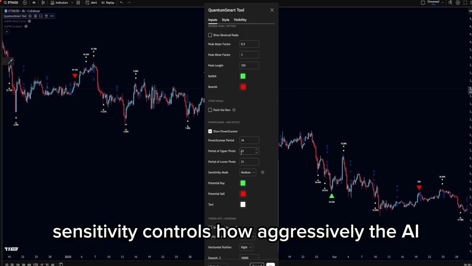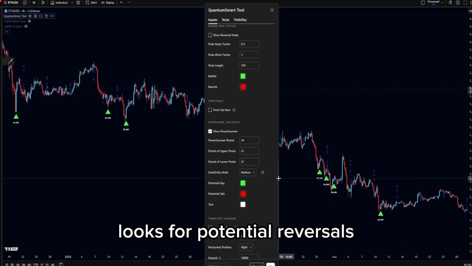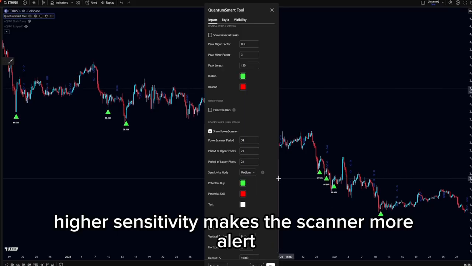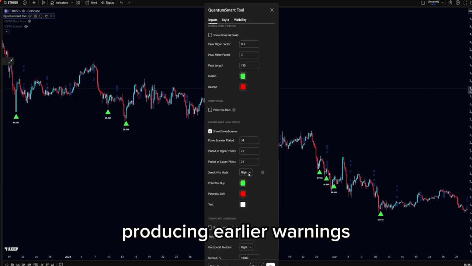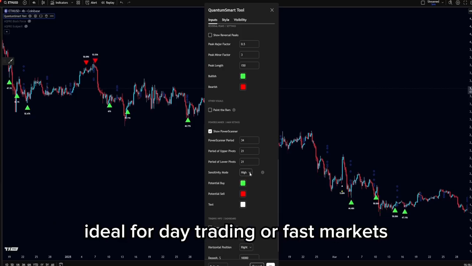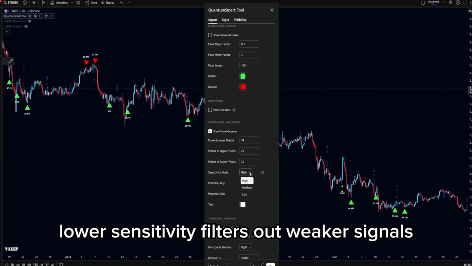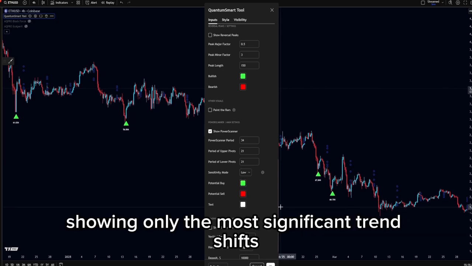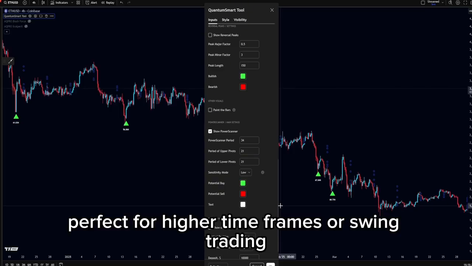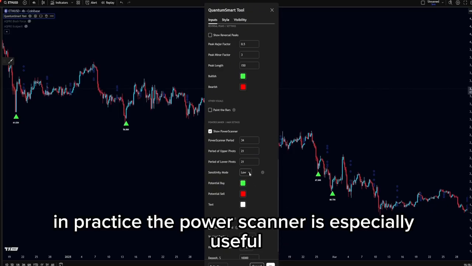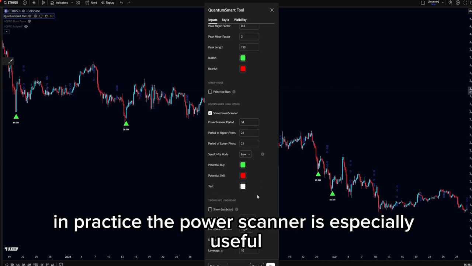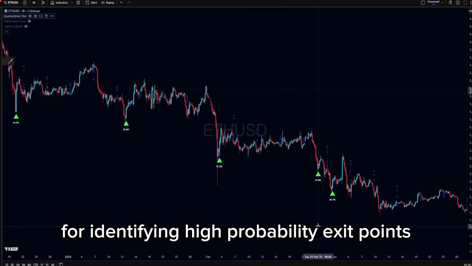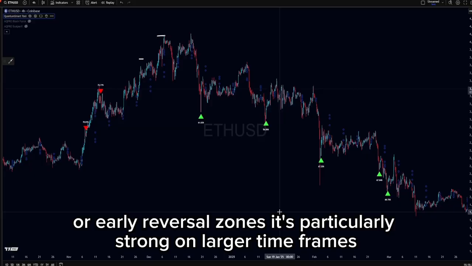Sensitivity controls how aggressively the AI looks for potential reversals. Higher sensitivity makes the scanner more alert, producing earlier warnings, ideal for day trading or fast markets. Lower sensitivity filters out weaker signals, showing only the most significant trend shifts, perfect for higher time frames or swing trading. In practice, the Power Scanner is especially useful for identifying high probability exit points or early reversal zones.